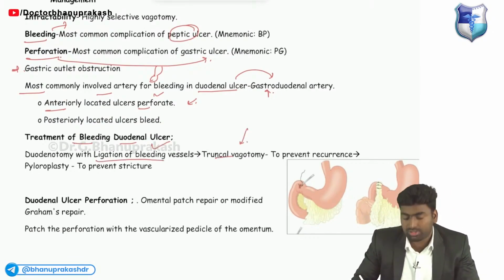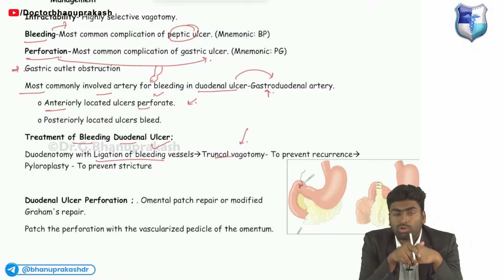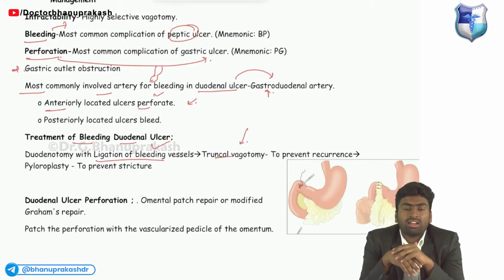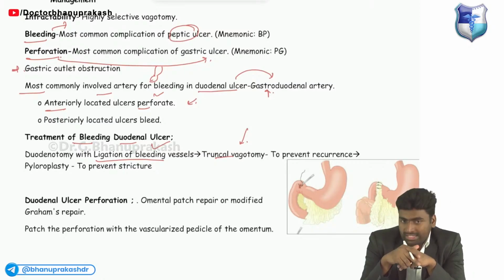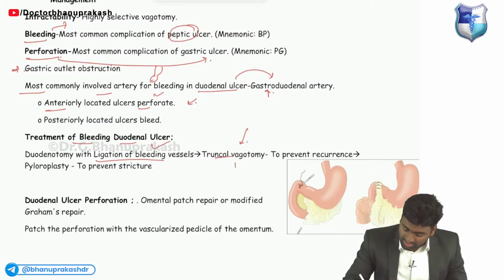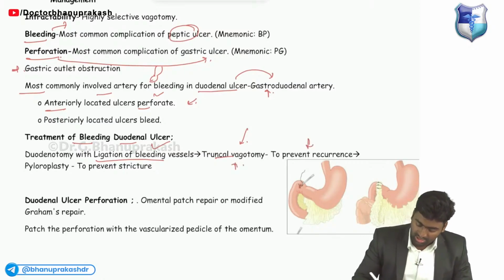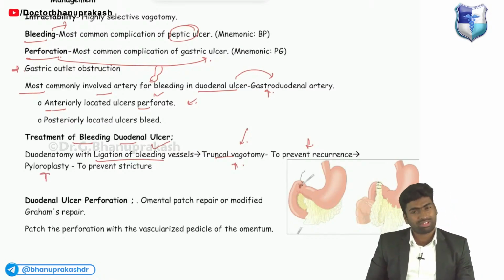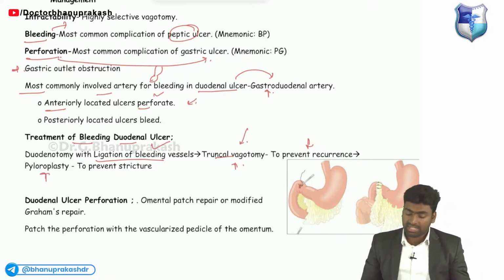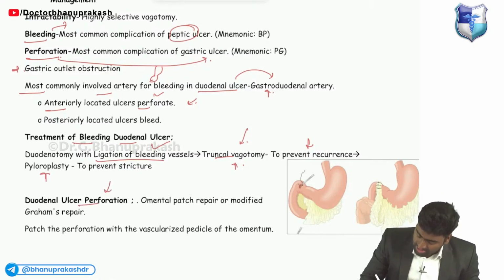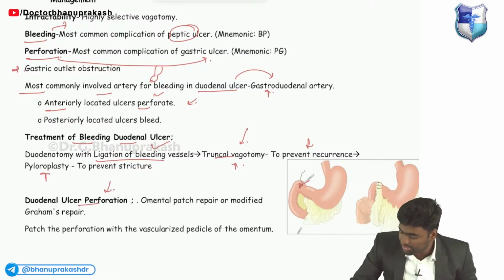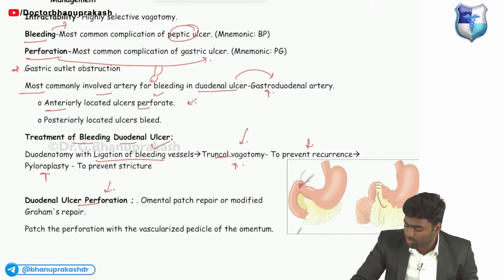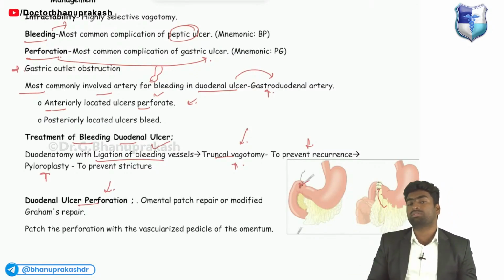And what else we can do is truncal vagotomy, because there is increased acid secretion due to the vagal supply. If you cut out this supply, there will be no acid secretion. So we can do truncal vagotomy to prevent recurrence, and pyloroplasty to prevent stricture. This is in the case of bleeding. Whereas in the case of perforation, we can bring the nearby omentum to the site and suture it over the perforation.